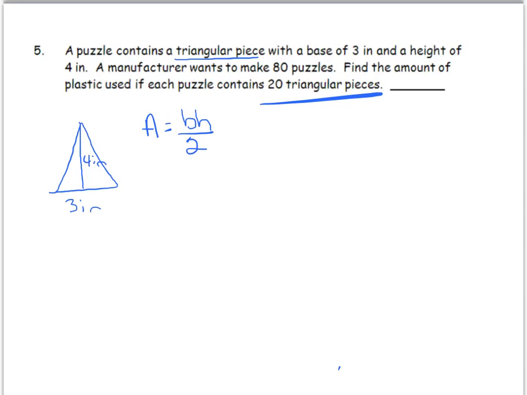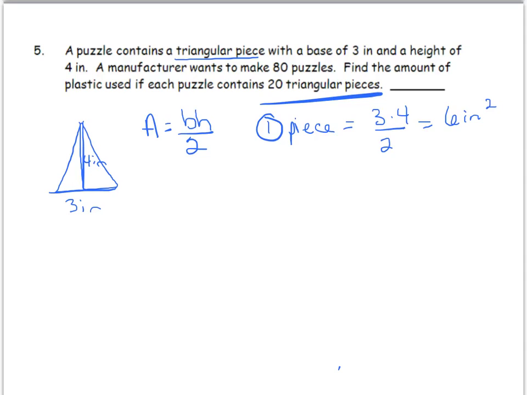First things first, if it contains 20 pieces, let's find the area of one piece and multiply that by 20 to find the area of one puzzle. Then we'll work on the 80 puzzles after that. So one piece of a puzzle. Base times height over 2 would give me 3 times 4 over 2. Well, that's 12 divided by 2, which gives me 6 inches squared. That is one piece.